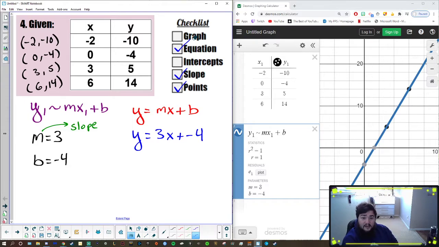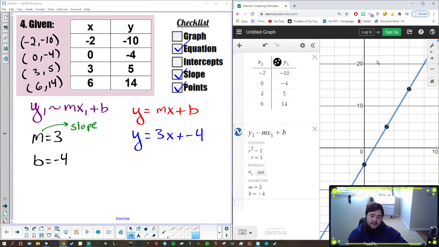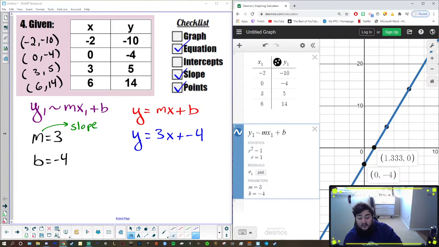Okay, we have 2 things left. We need to create a sketch of the graph, and we need to find our intercepts. If I go over to Desmos and I click on my line, I see these 2 magical gray points. These are my intercepts. This is where my line crosses the x and y axis. So the x-intercept, I'm going to abbreviate it INT. The x-intercept is where our line crosses the x-axis, and it crosses at 1.333.